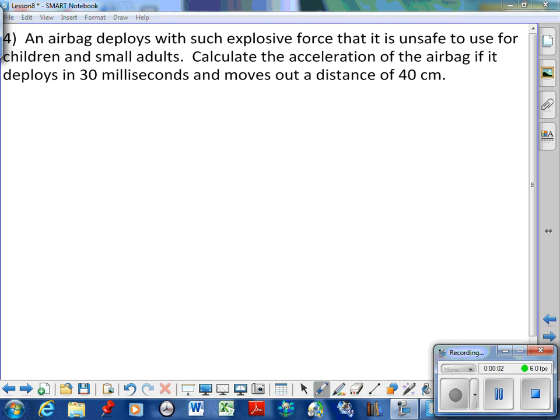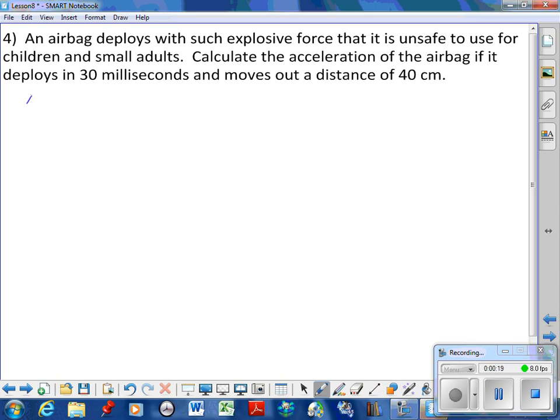All right, finishing up my final two examples. An airbag deploys with such explosive force that it's unsafe for children to use. Calculate the acceleration of the airbag if it deploys in 30 milliseconds and moves out a distance of 40 centimeters. So what's the information given?